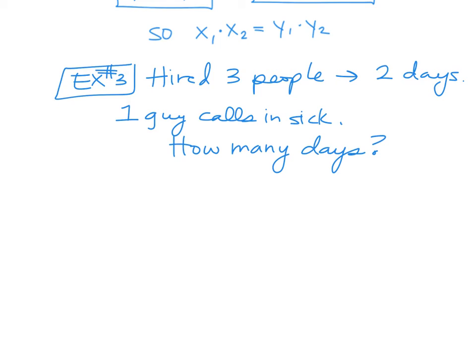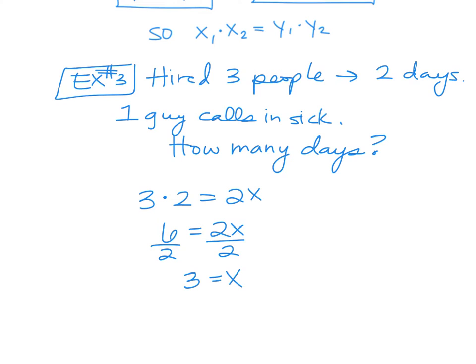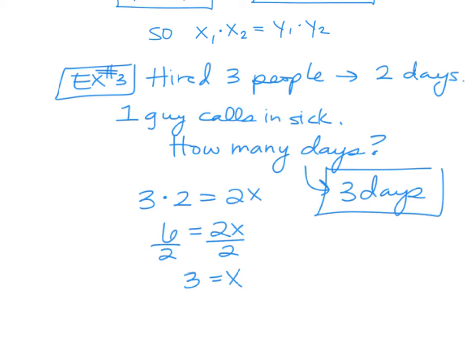Okay, well, think about this. This is inverse variation, right? We want products. So if we hired 3 people and it was going to take 2 days, so 3 people times 2 days, but in reality, one guy called in sick, so how many people? 2 people should take how many days? Okay, so call it X, call it D, whatever you want to call it. That means that 6 equals 2x, so you're going to divide by 2, and x would be 3. So we would say how many days? It should take 3 days based on the information that we had. Okay?